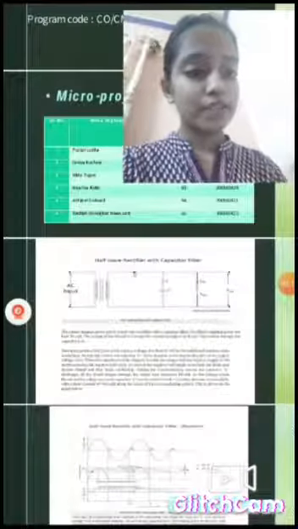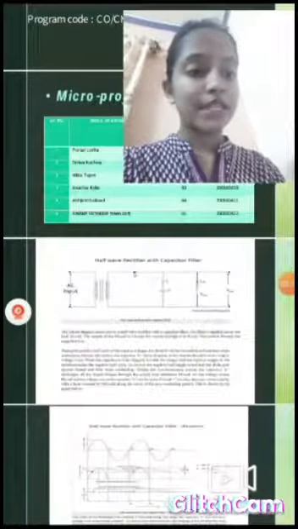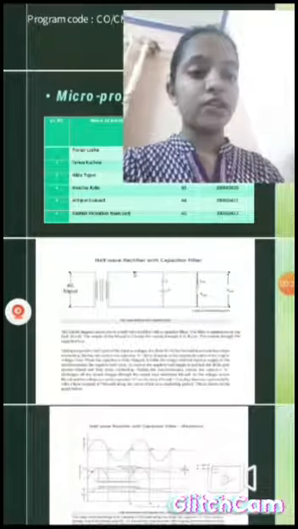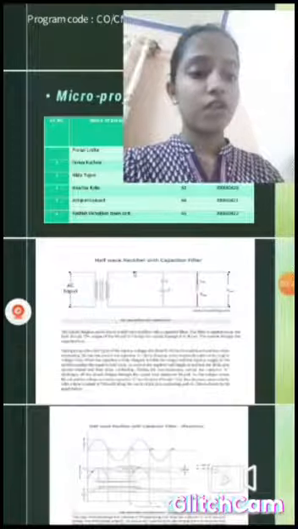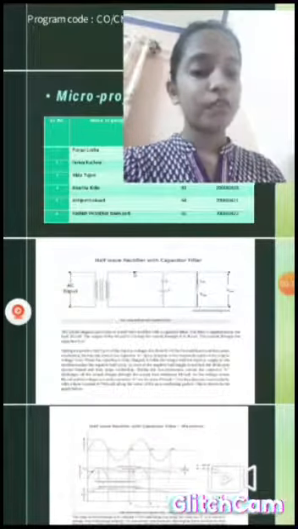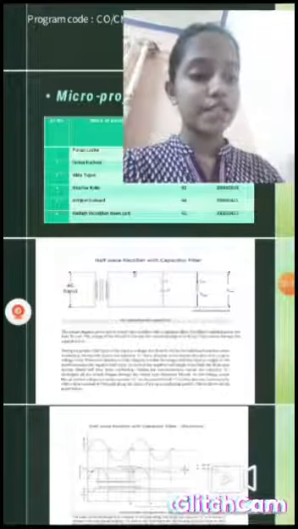Half-wave rectifier with capacitor filter. The circuit diagram shows half-wave rectifier with capacitor filter. The filter is applied across the R load. Output of R load is V load and current through I load. Current through the capacitor is IC.